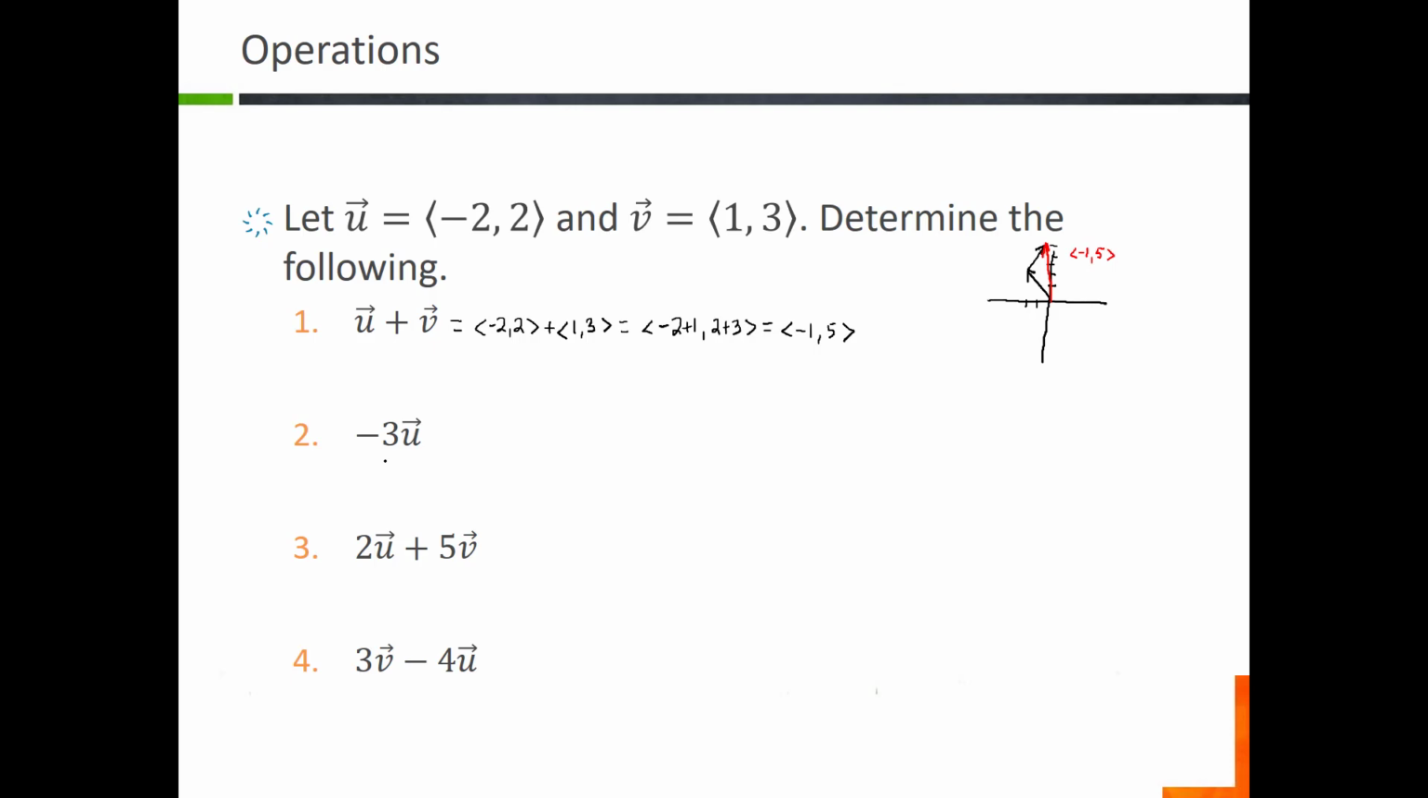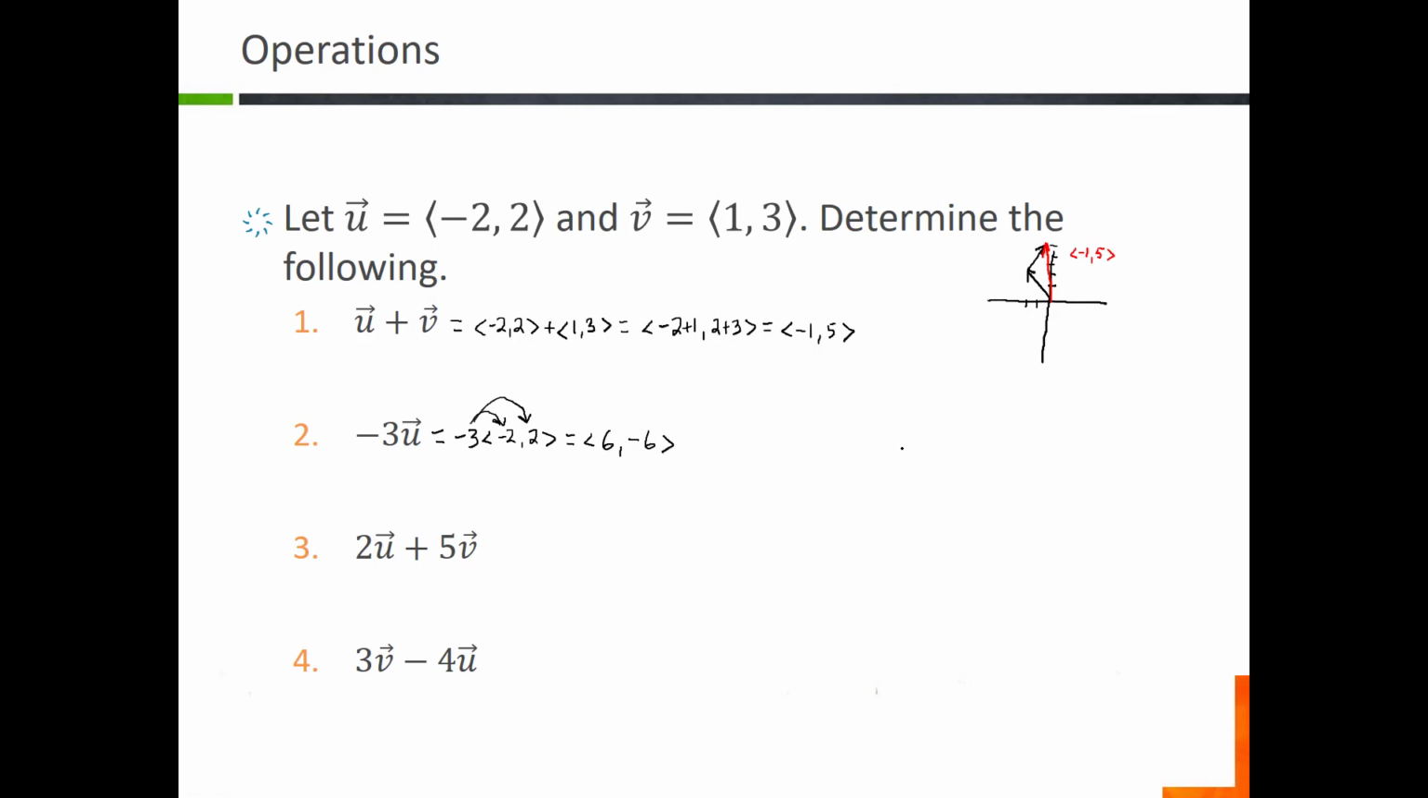All right, let's try a scalar multiple. We have negative 3 times u. So if we actually write out our vector, that's negative 3 times u, which is negative 2, 2. And so when we multiply a scalar, we're just going to multiply the scalar times each of the components. And so we're going to end up with a positive 6 and a negative 6.